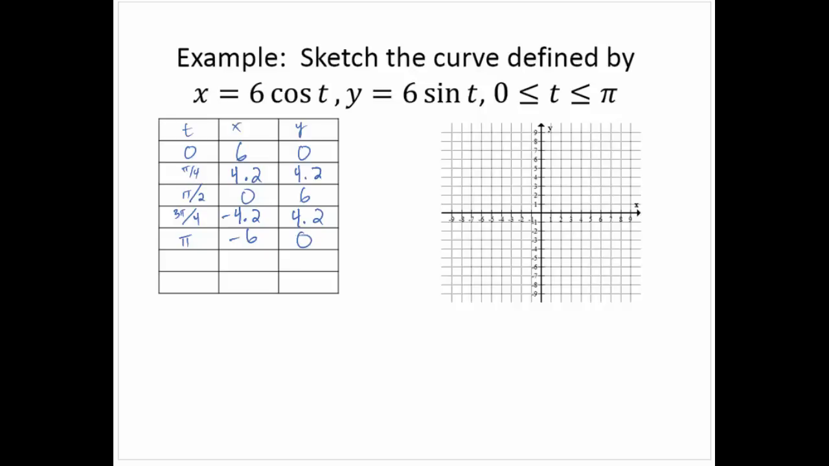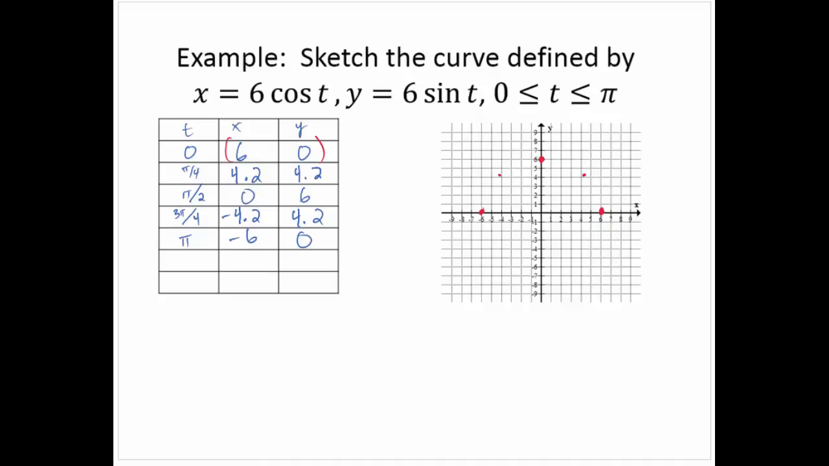All right, plotting some points here. Let's see. We would have 6, 0, 4.2, 4.2, 0, 6, negative 4.2, 4.2, and negative 6, 0.